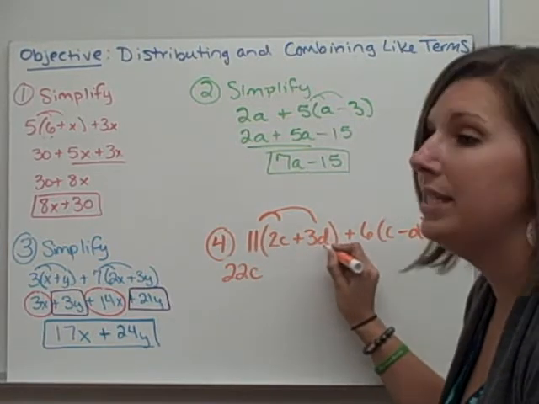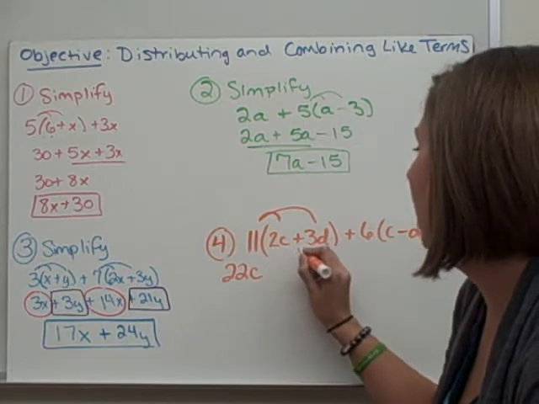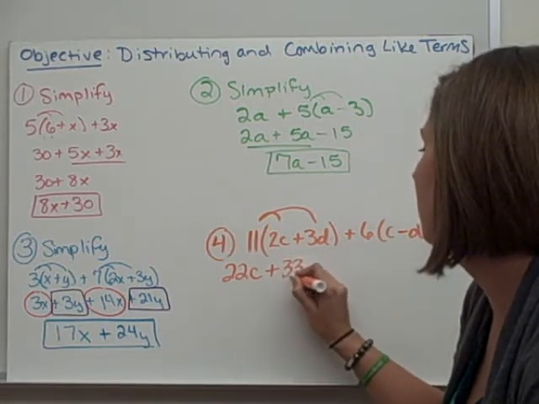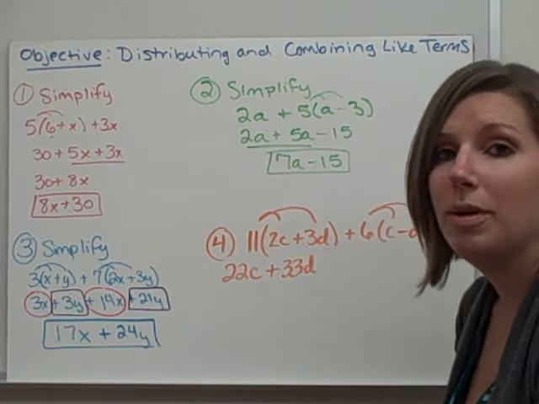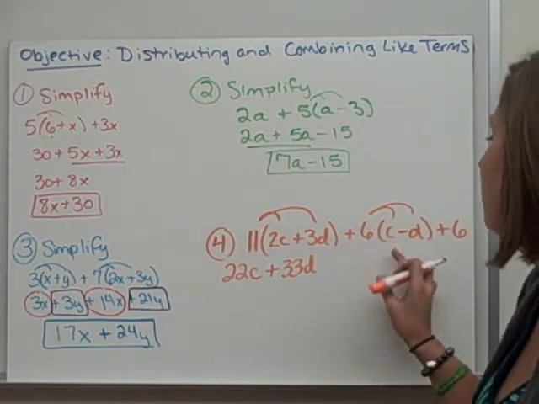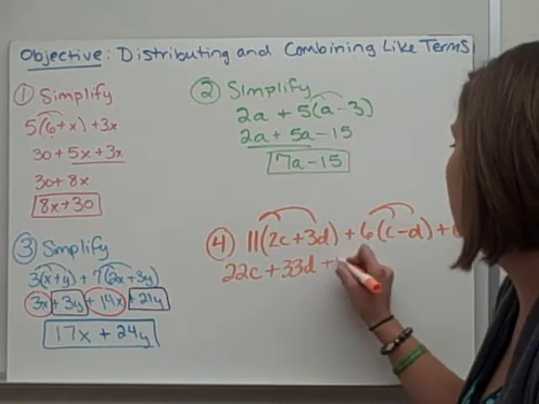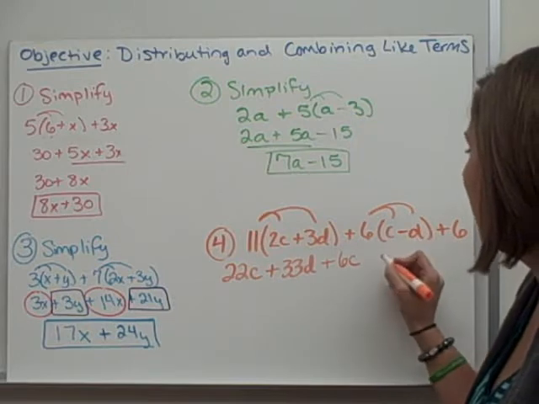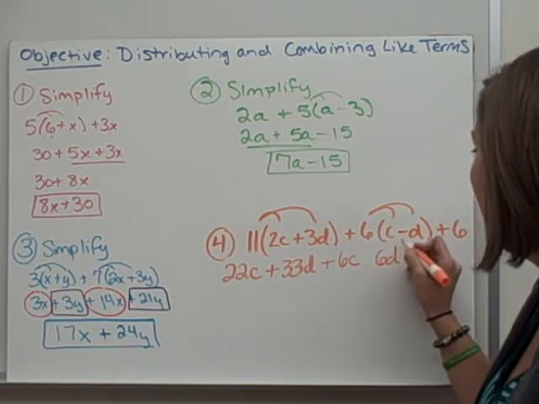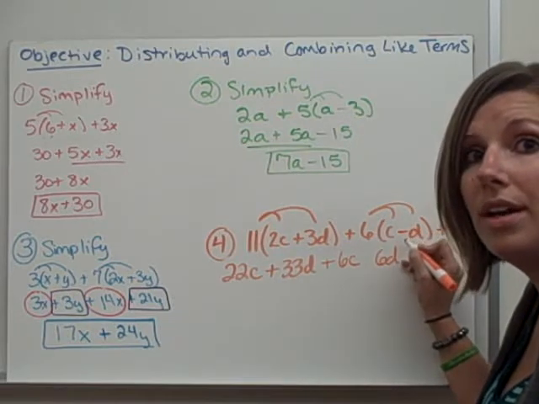11 times 3d is 33d. And there's a plus sign in between them. Plus, and then I have to do distributing again. 6 times c is 6c, and there's a plus 6c. 6 times d is 6d, and look here, there's a subtraction sign in front of the d.